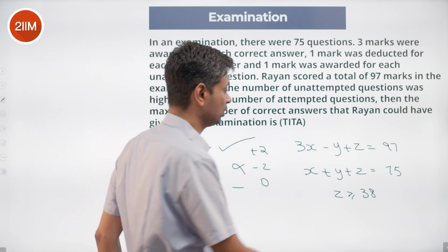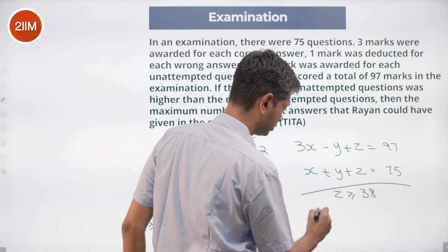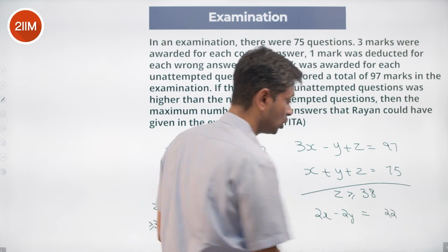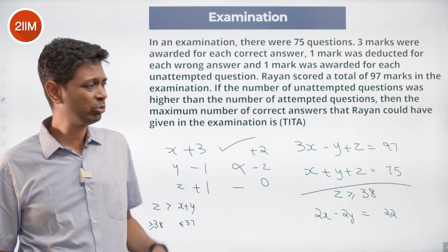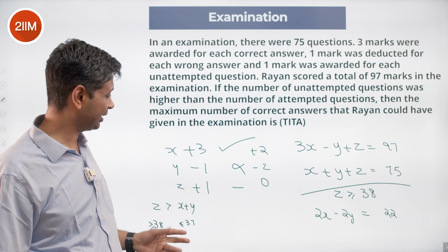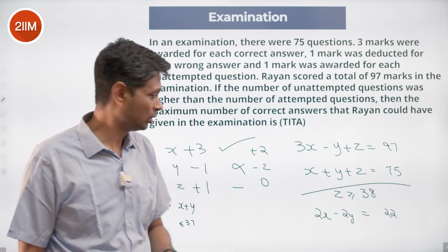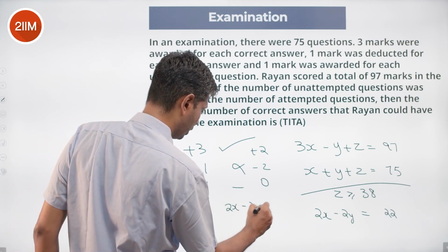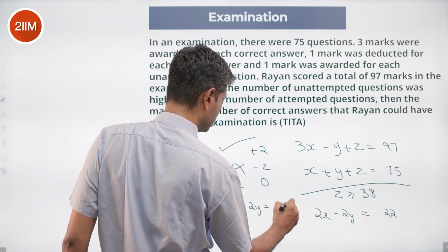Algebraically, what are we doing? We're subtracting this equation from this. 2x minus 2y equals 22. Conceptually, what are we doing? We're removing 75 marks. Each question, we are cutting 1 mark. Or the total mark is not 97, it's only 22. You get 2x minus 2y equals 22.